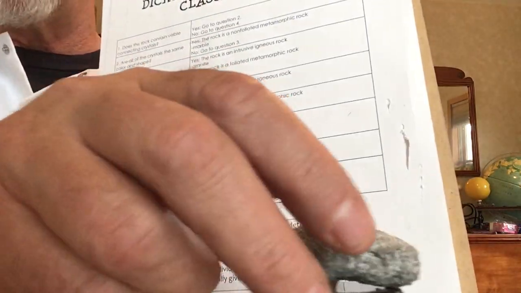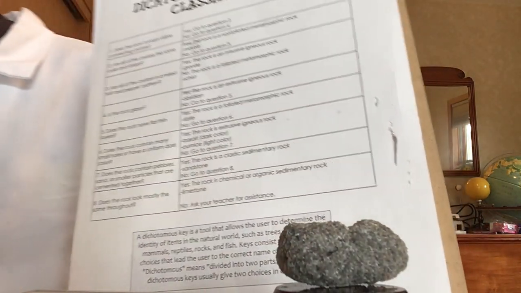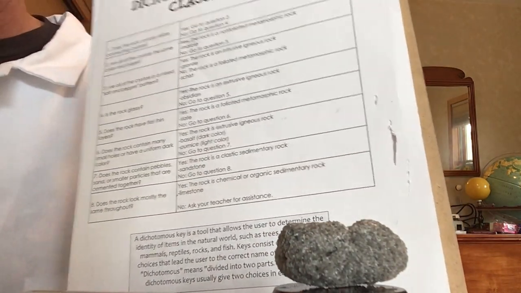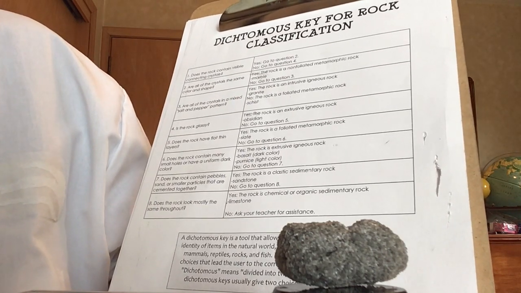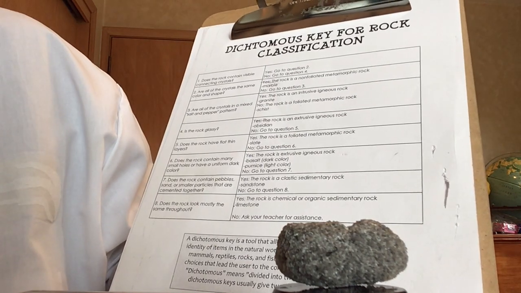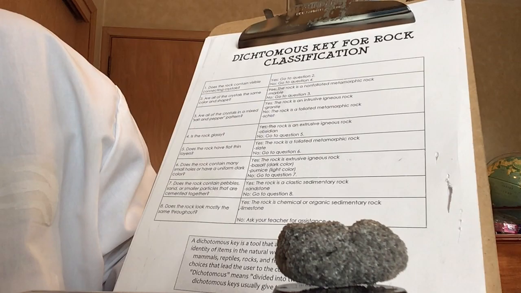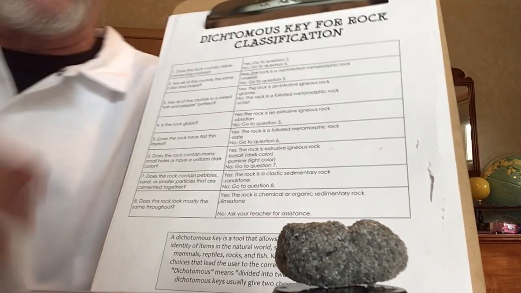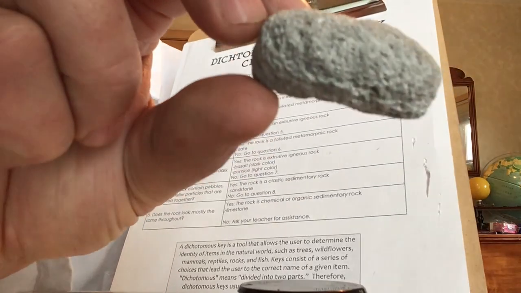Number 8, right here. Let me roll it one time so you can get a better view of it. This rock is super light, okay? So it definitely doesn't have connecting crystals. Jump to 4. It's not glassy. Going to jump to 5. Does it have flat, thin layers? Nope. I'm going to jump to 6. Does the rock have many small holes? Yes. That's a big 10-4. A lot of little teeny holes, and you can see them all.